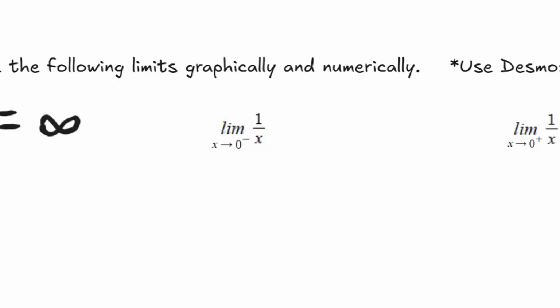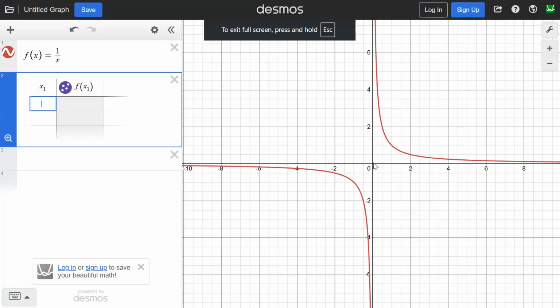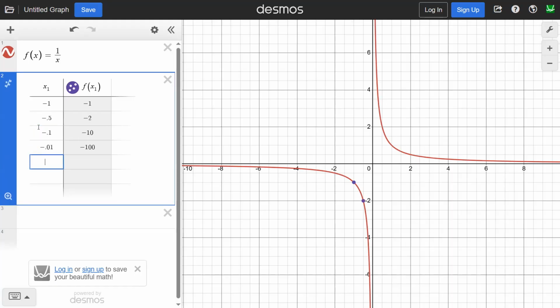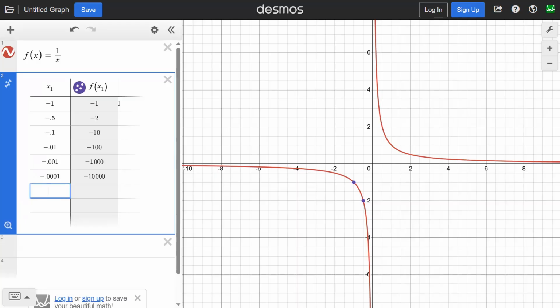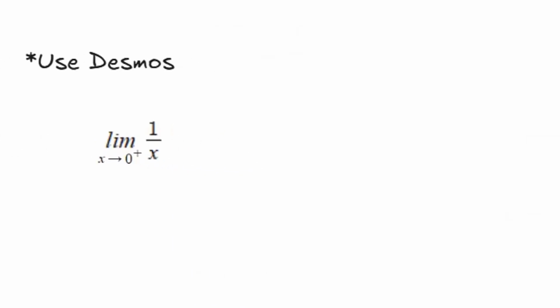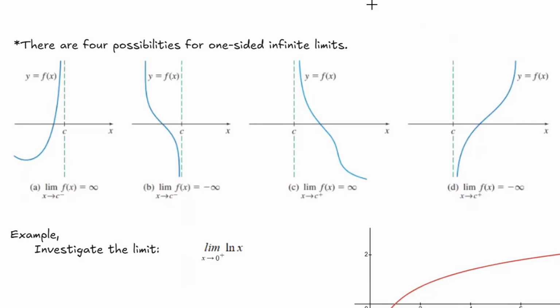For the next one, we'll look at x approaching 0 from the left of 1 over x. So here's the graph of 1 over x. As we approach 0 from the left, it looks like the graph decreases without bound. We can verify that using a table of values, and you can see that the y values are getting larger, but in the negative direction. And there we go. So we would say that the limit is negative infinity. And then similarly, you could see in the graph that as x approaches 0 from the right, the y values would approach positive infinity.